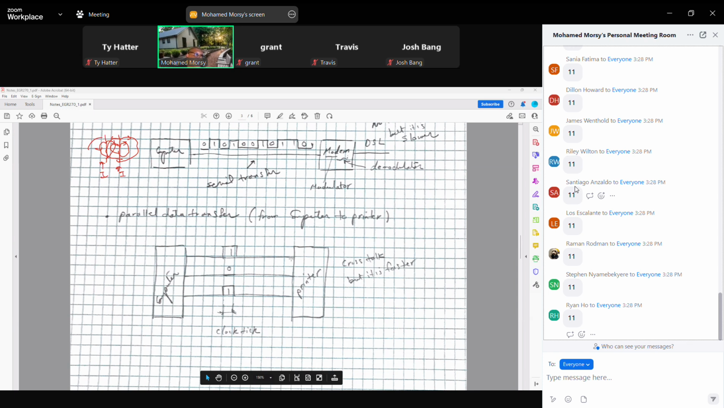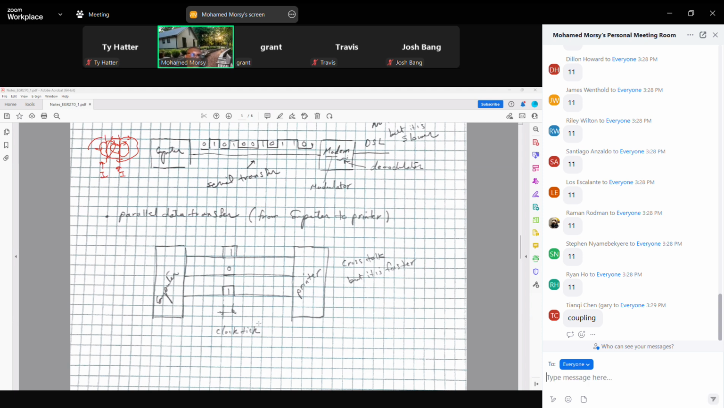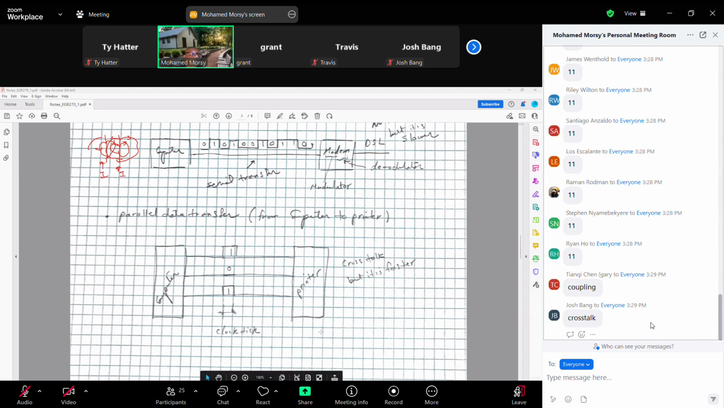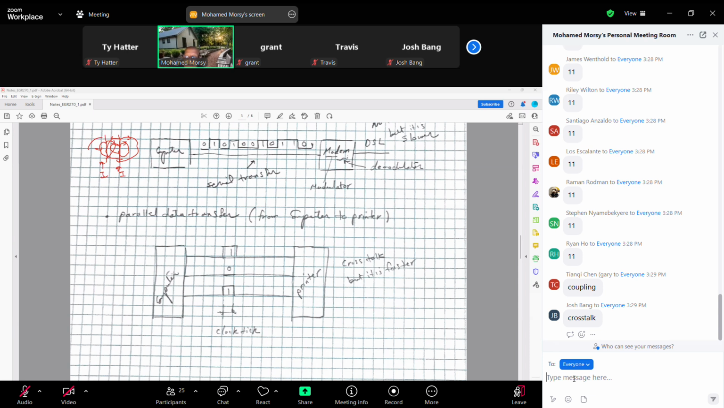But unfortunately, what happens here? We use more than one line. So this means we have crosstalk here. But of course, we need this and we need this. We need both. But we have advantages and disadvantages.